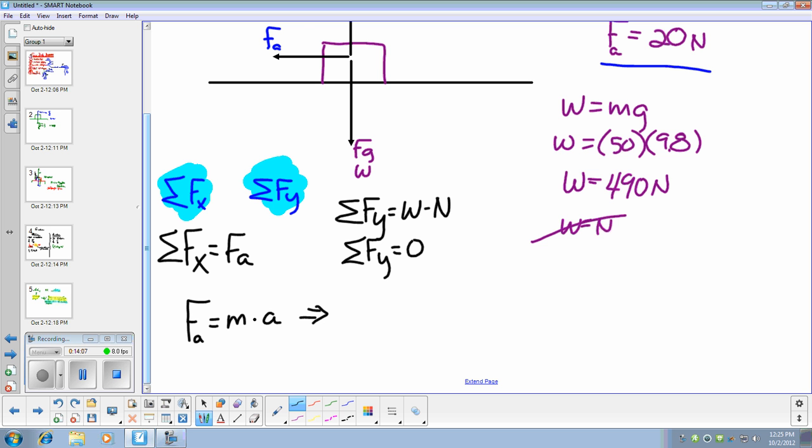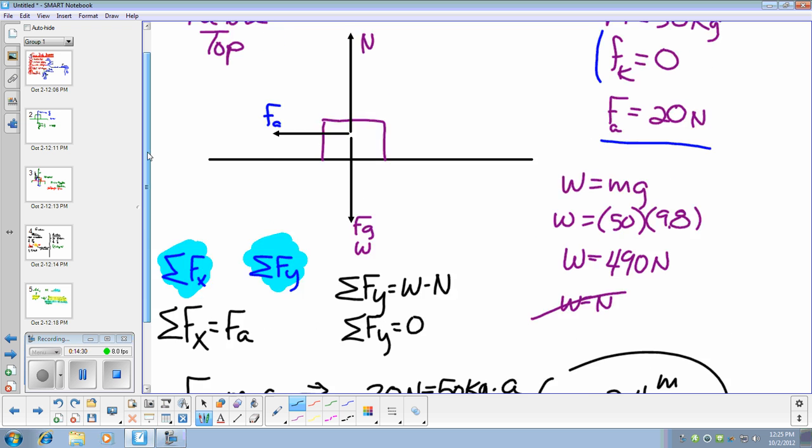Well, I know what my mass is. I know what my force is. The force is 20 newtons, which is equal to the mass, which is 50 kilograms, multiplied by the acceleration a. Divide those out, I get an acceleration value of 0.4 meters per second squared.